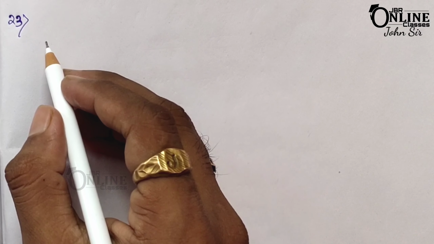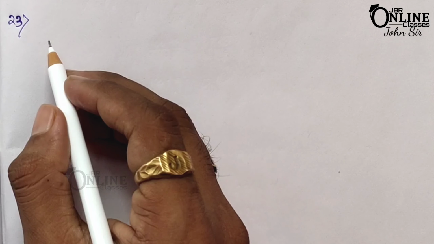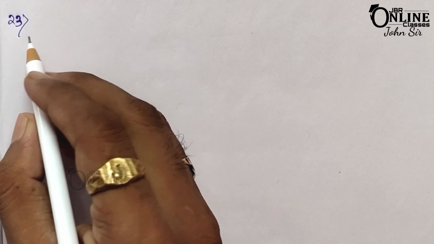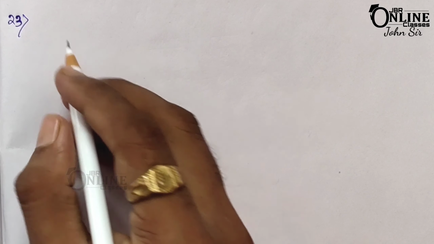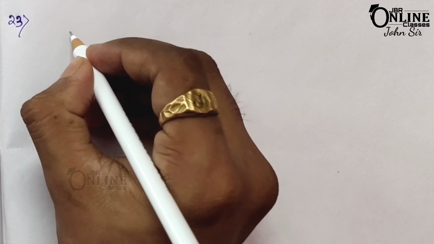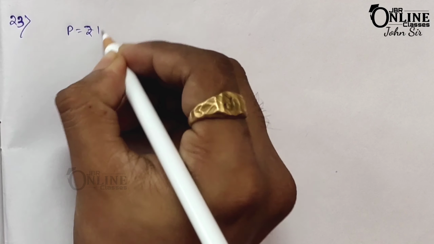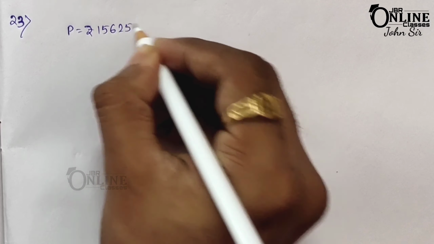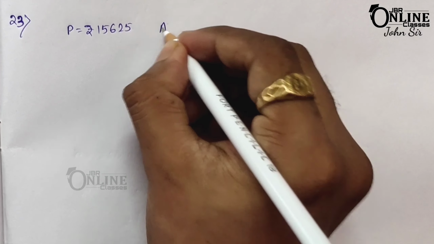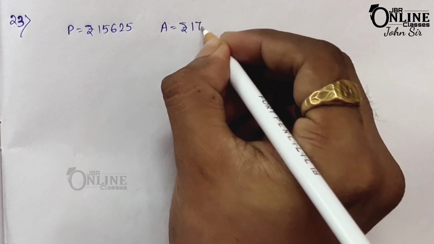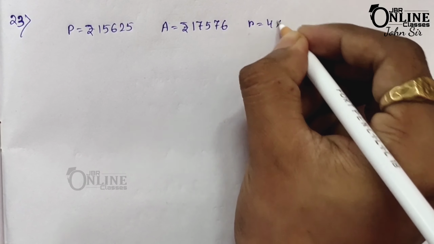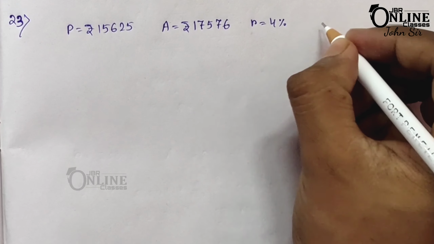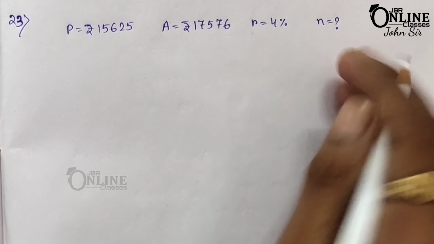Now sum number 22 is the same as sum number 21, so I hope you can solve it. So here sum number 23. In what time will rupees 15625, that means the principal equals rupees 15625, amount to, so the amount equals rupees 17576 at the rate of 4% per annum compound interest. So you have to find out the value of n.